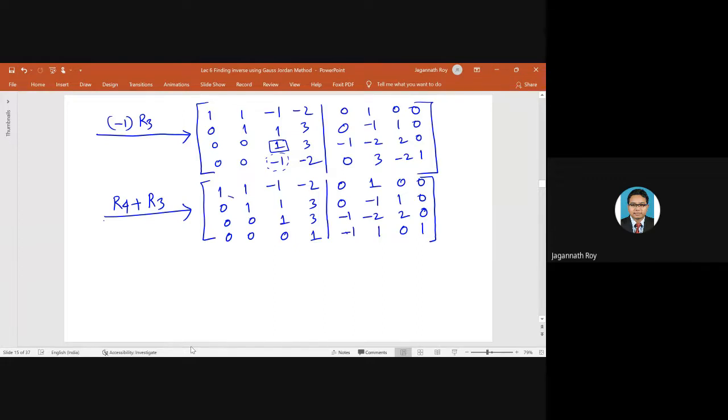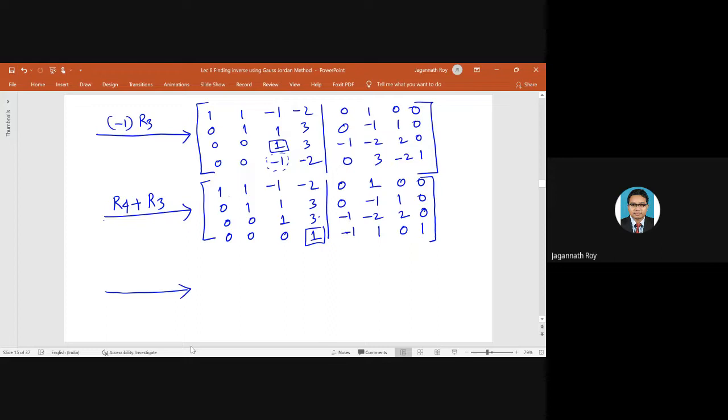Now that we have done this, the main diagonal has all ones. So the next task is to make all the others 0. Now this is our pivot and we have to make this one 0. This column should be 0. So for that we have to do those operations.